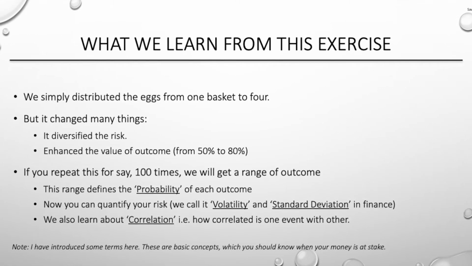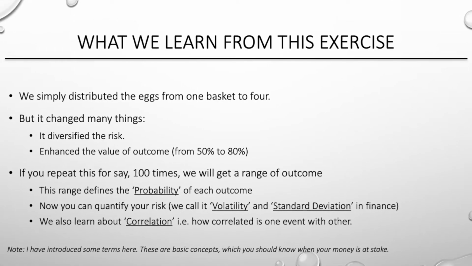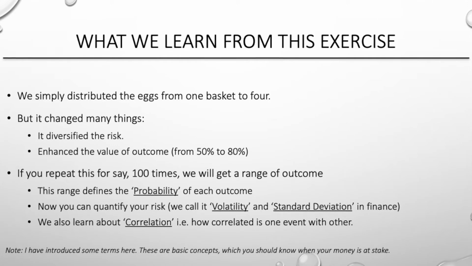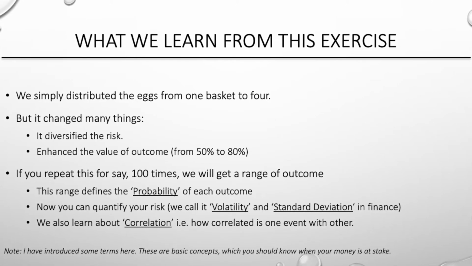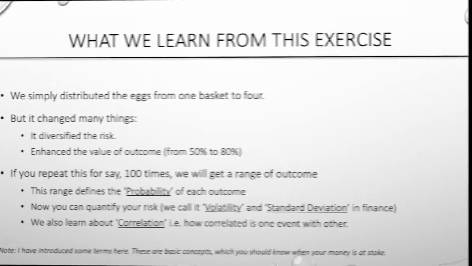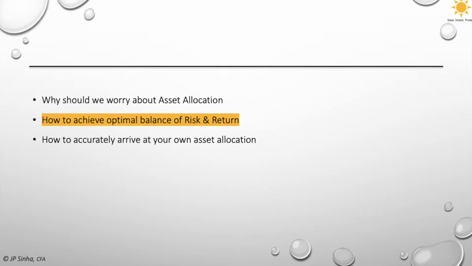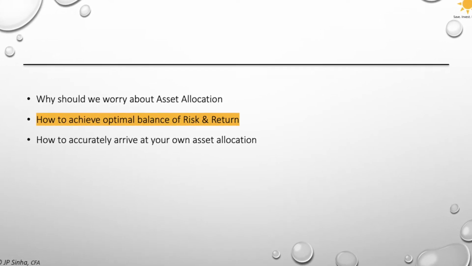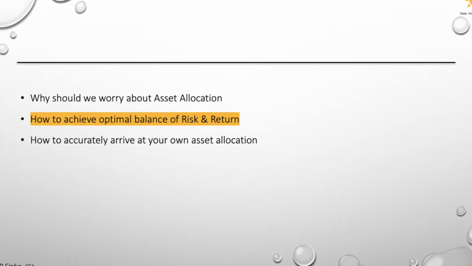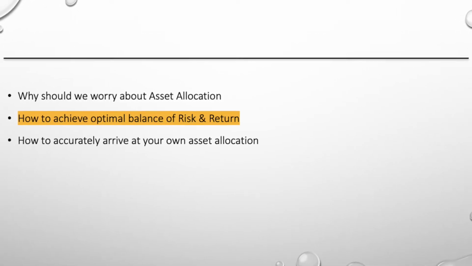With this, I will move to the second step. So we conclude saying asset allocation does matter and it does help you to reduce your risk and get an optimal balance of risk and reward for your portfolio. And this is our next step. How shall we achieve an optimal return for a particular risk, or let's say highest return for a particular risk, or lowest risk for a particular return?